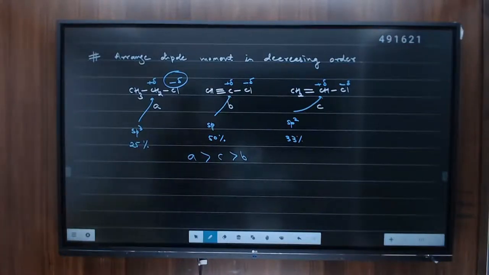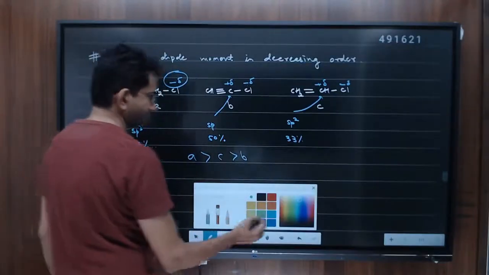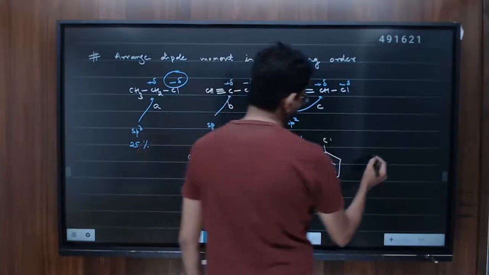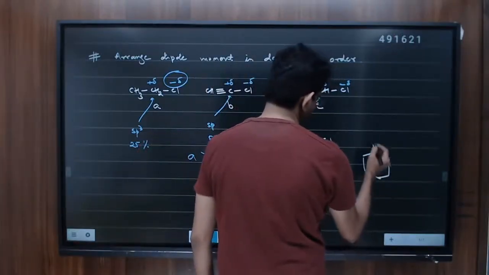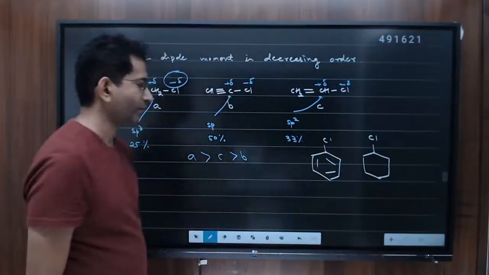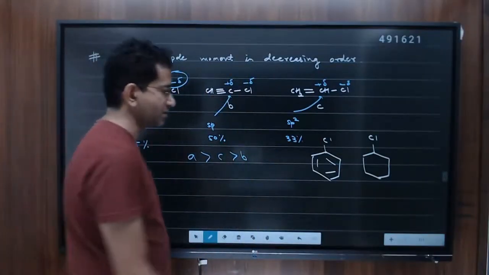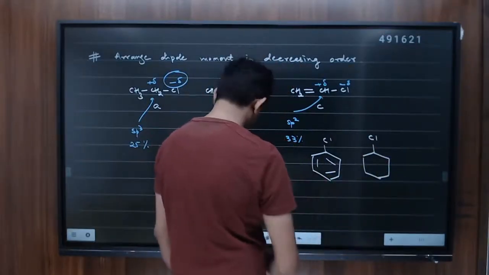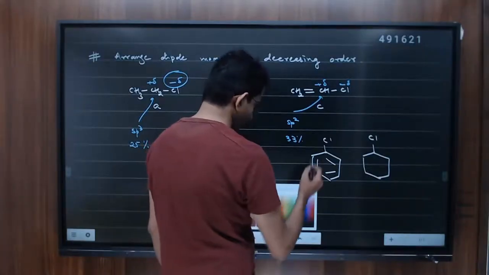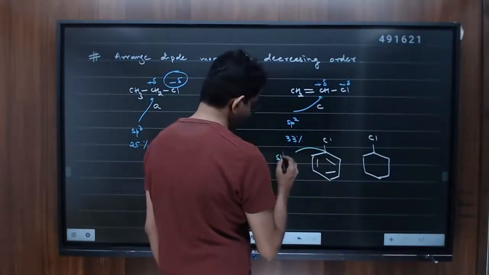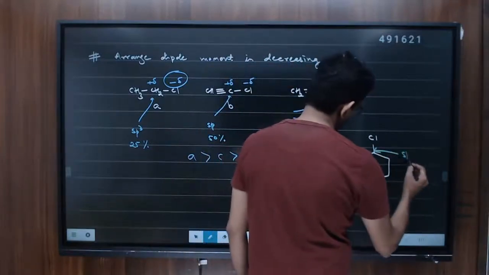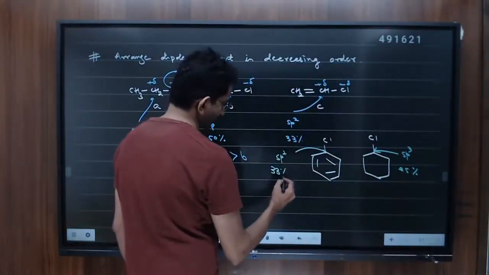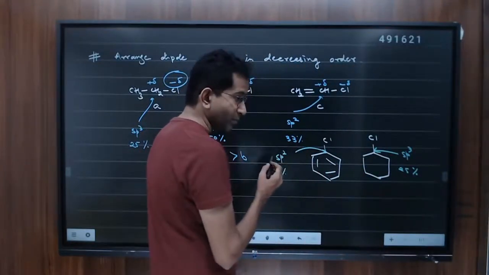Similar type of one more question we have already solved. We have compared the dipole moment in both. Can you recollect? So this is benzene, and this is in fact chlorobenzene, and this is chlorocyclohexane. Now focus on this bond: this carbon is sp2 hybridized, this carbon is sp3 hybridized. This has 25% s character, this has 33% s character. This has more s character.